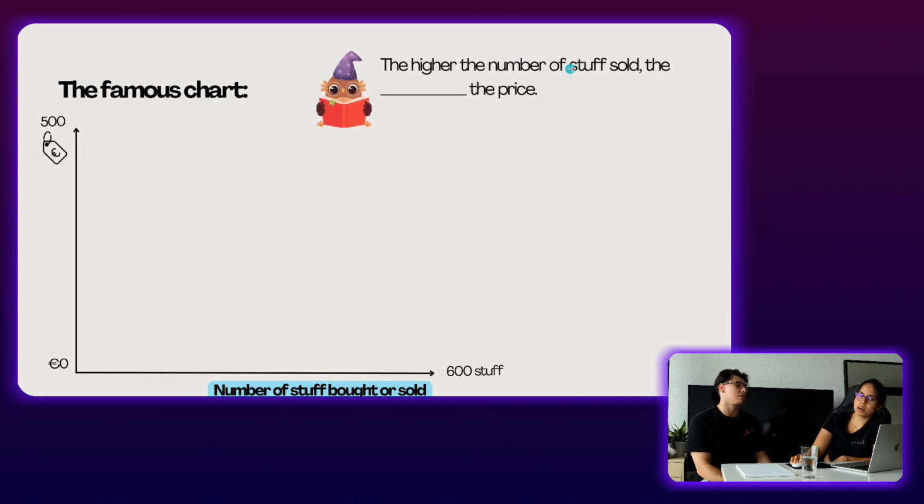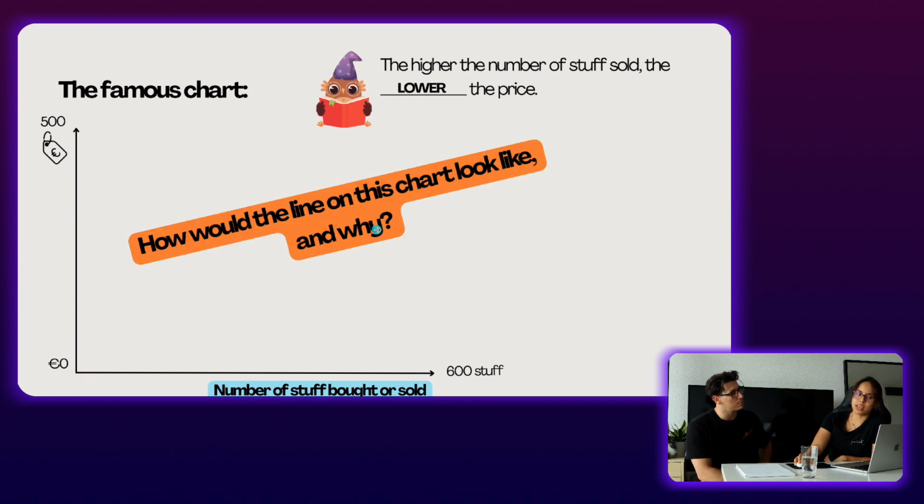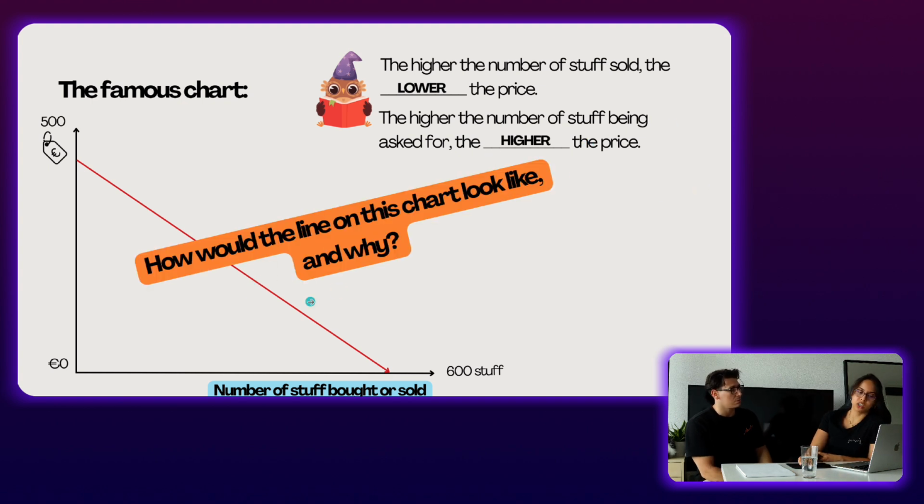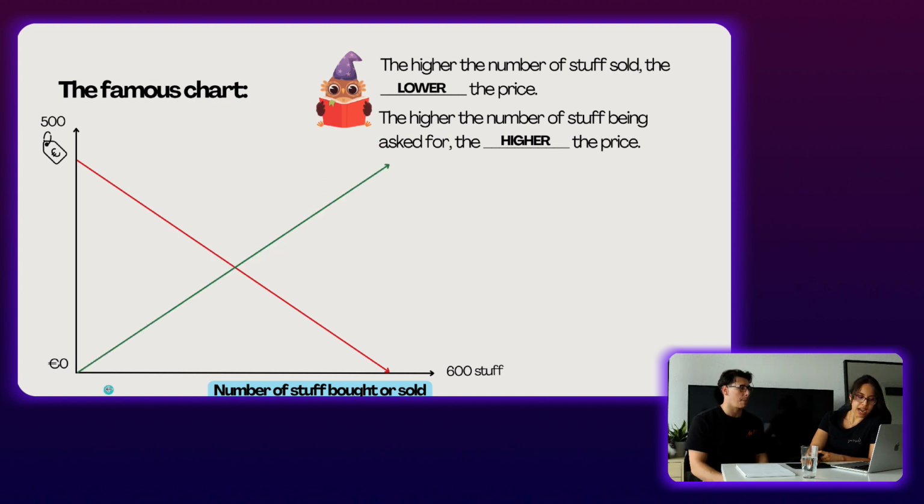Question for you. The higher the number of stuff sold, is the price higher or lower? The lower the price. How do you think this line on the chart would look based on this statement? The price is going to go down. The opposite: the higher the number of stuff being asked for, is the price higher or lower? The higher the price. So how would the line look and why? It's going to be an up line, because the higher the number of things being asked for, the higher the price.